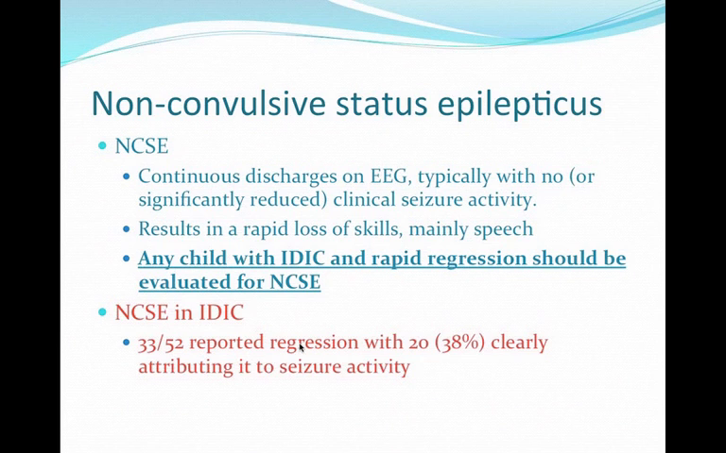So in the survey, 33 out of 52 reported some regression, with 20 saying it was clearly due to seizures. But in some of those kids, they were clearly having a lot of seizures. And we know when kids are having a lot of seizures, development's not going to go as well.